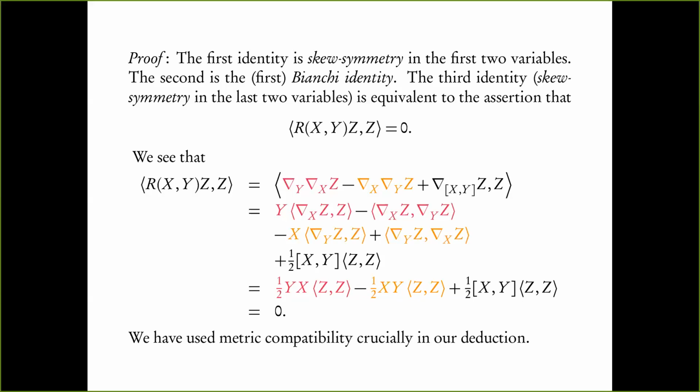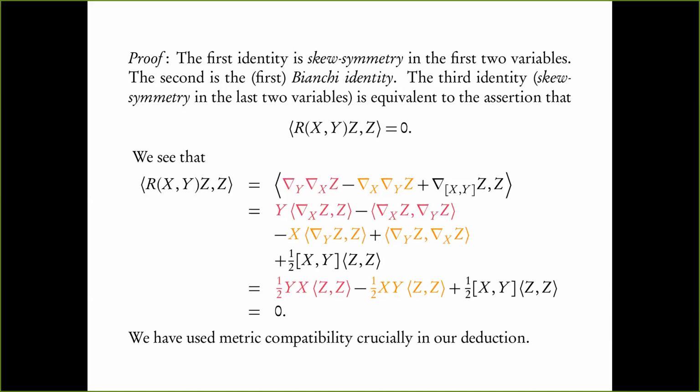So it's pretty clear that we have used metric compatibility. Like in the last proof where we used torsion free, essentially that's the only thing we used. In this one, we have used metric compatibility over and over again. In fact, that's the only thing that we used. Okay. So if there are no questions, can we move on to the last identity?